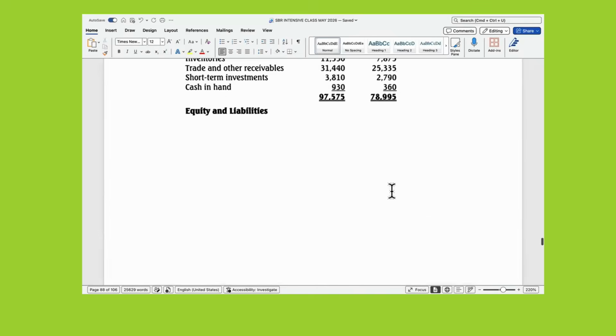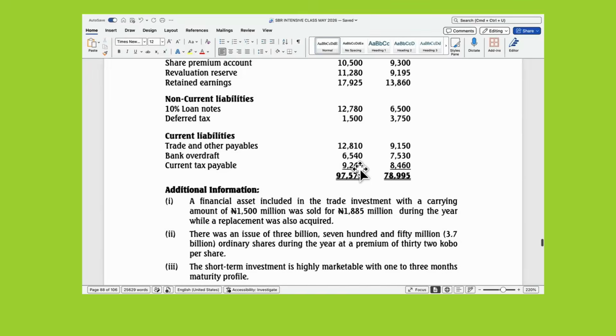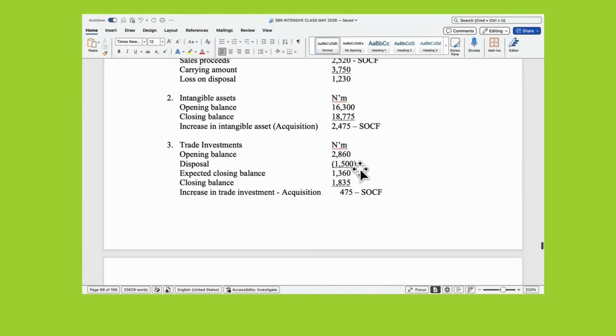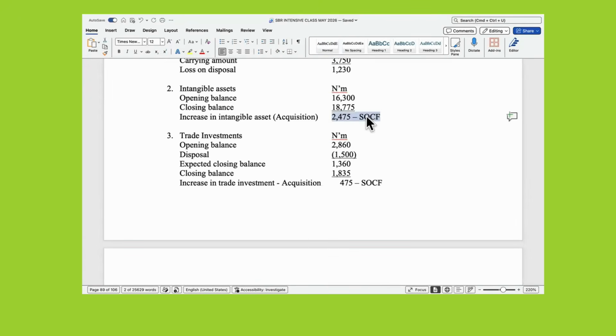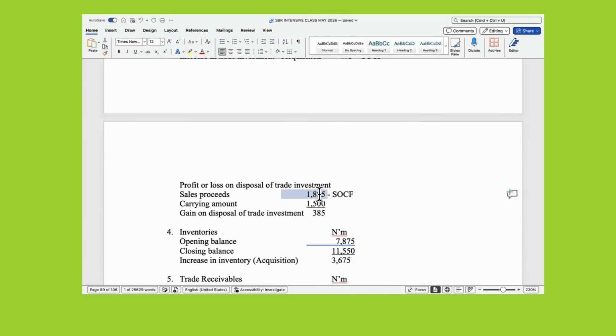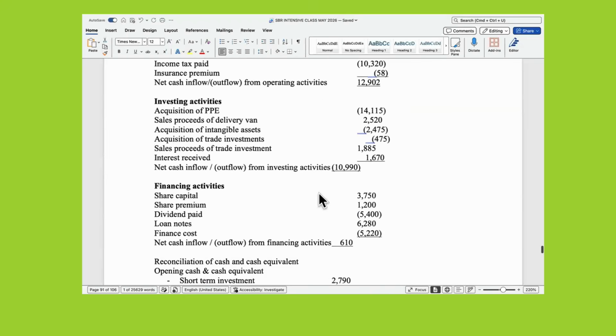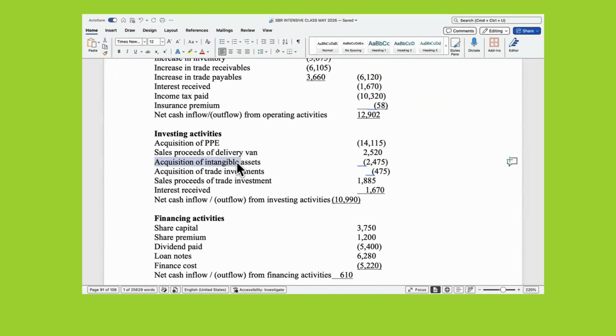Then after PPE, the next item is intangible asset. I already did the movement in my workings and I saw that there was an increase. I'll put that as an outflow. The same thing for the trade investment. I saw that there was an increase of 475. It's an outflow. And I saw there was a sales proceeds inflow. So I disclose all of that. Acquisition of intangible asset, acquisition of trade investment, sales proceeds of trade investment.